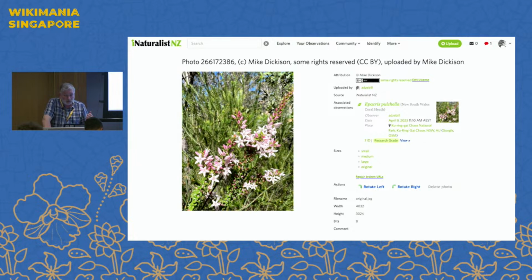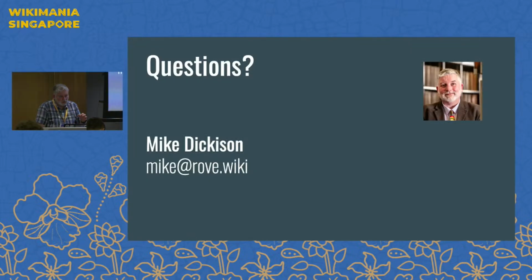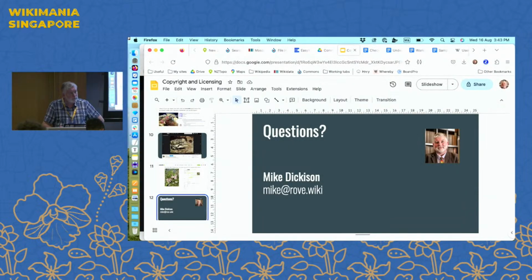But the tool that automates bringing things across from iNaturalist does make you insist that at least a couple of other people have verified that that is in fact the species you think it is. So those are a couple of other places that you can bring things across from to Commons. Let's see. Yeah.